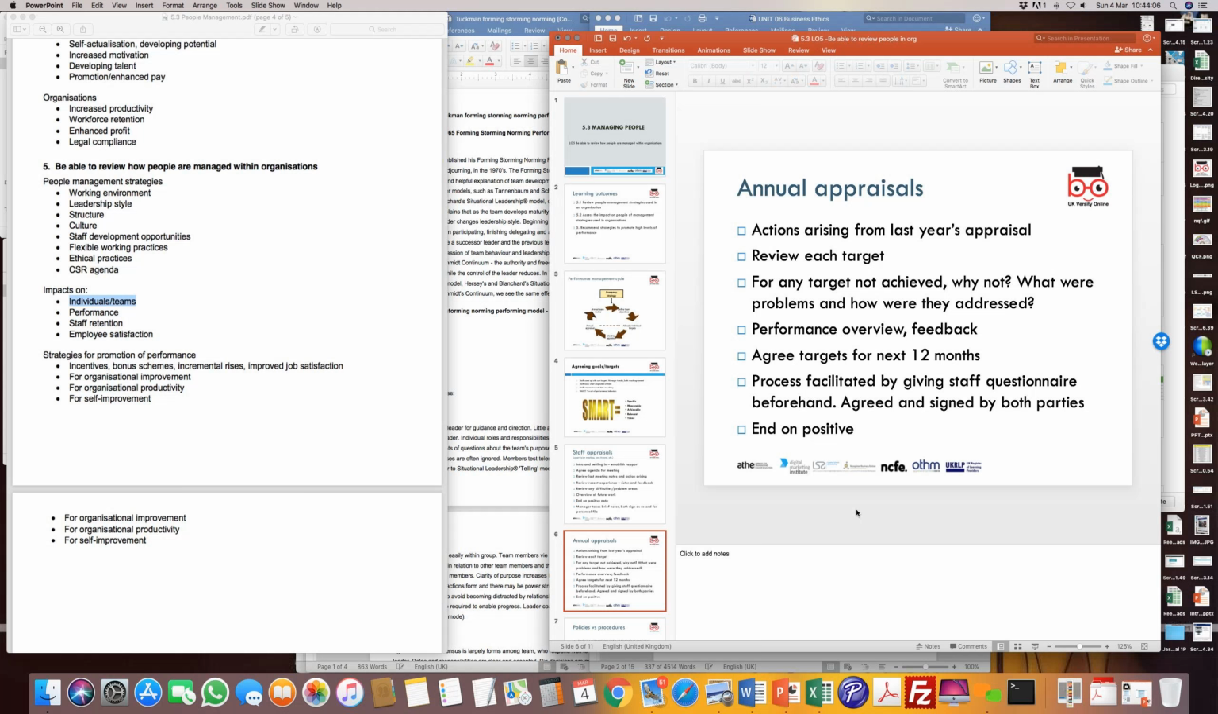Now, this process typically in most organizations is done through formal reviews, and these formal reviews typically tend to happen with your line manager. They tend to happen with HR being present, and also involved in some cases, surveys or questionnaires which the employees are asked to fill beforehand.